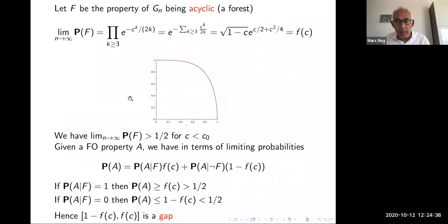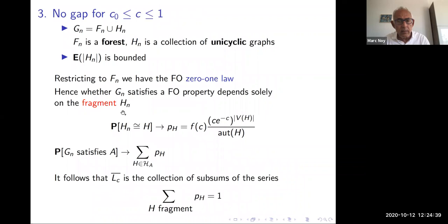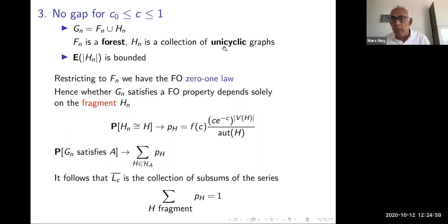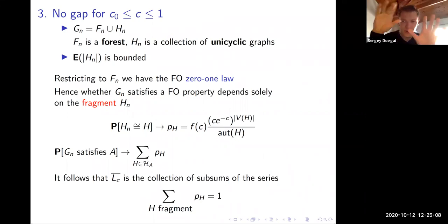Where did I define the fragment? Here. The fragment is the union of unicyclic components. There is no logic, it's only combinatorics. The components are either trees or unicycles. The fragment is like a complex subgraph. It's not complex because they have complexity zero. The number of edges is equal to the number of vertices. There are no complex components. So union means non-overlapping.